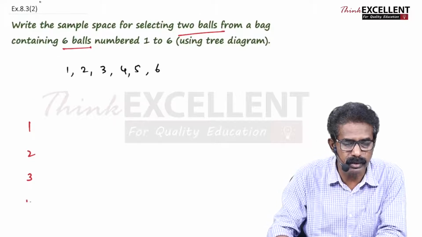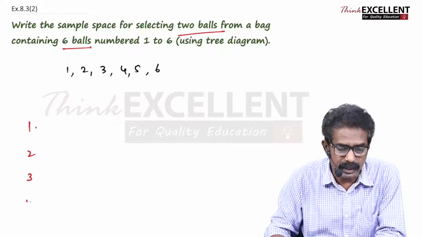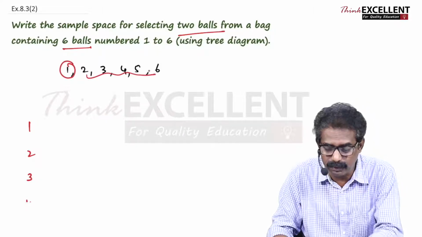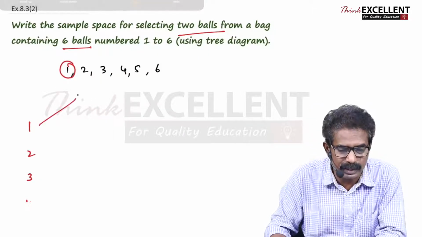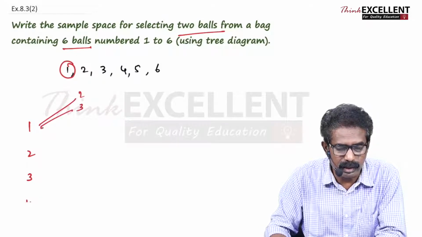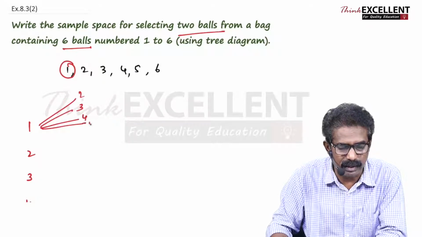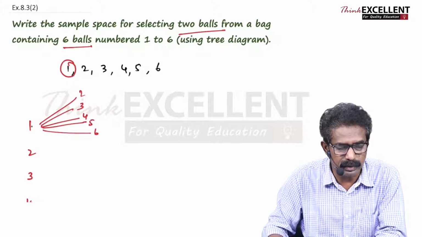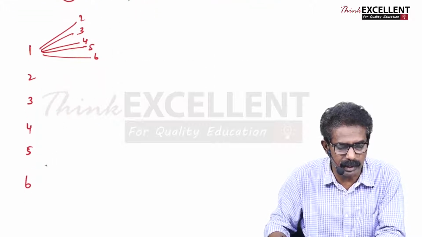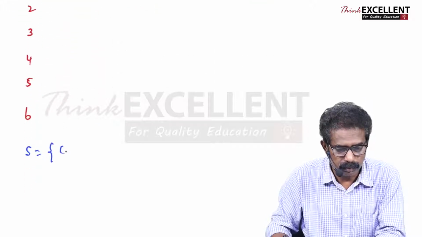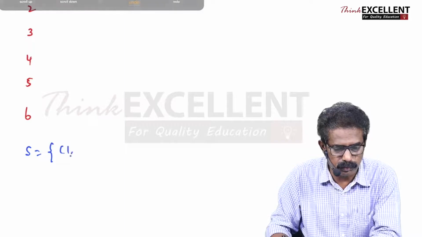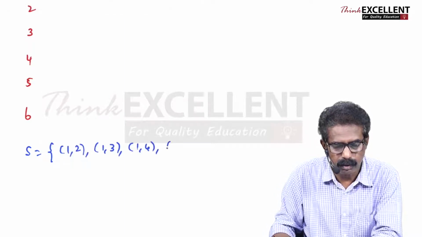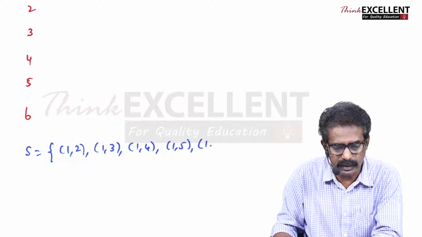2 balls you are taking. First time you would have got 1. Second time, see, 1 you got it, right? So from the remaining 5 only you are going to take the second ball. So you may get either 2 or 3 or 4 or 5 or 6. So what are the sample points here? 1,2; 1,3; 1,4; 1,5; 1,6.